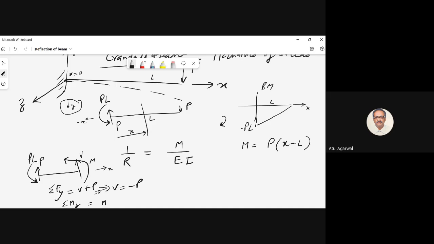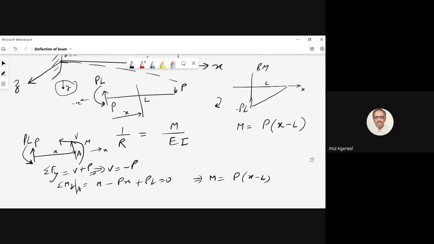This P is going to cause a clockwise moment about this position A. So you get minus Px. Clockwise moment about position A. And this is a counterclockwise moment PL, plus PL. This has to be equal to 0. So this implies M is equal to P into x minus L, as we saw here.